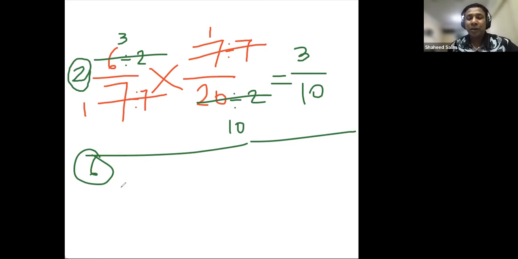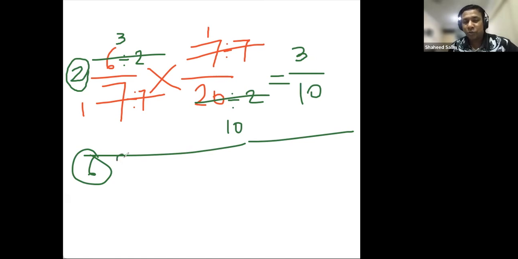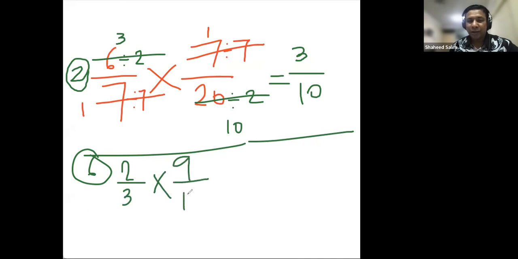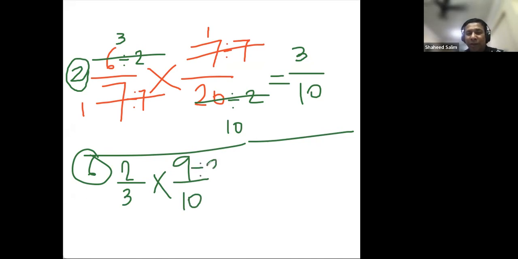Okay, so now down here. The next one is 2 over 3 times 9 over 10. So let us see now. Both of these can divide by 3. Divide by 3, divide by 3. So 3 divided by 3, I will cancel and put 1. 9 divided by 3, what times 3 is 9? 3, yeah?